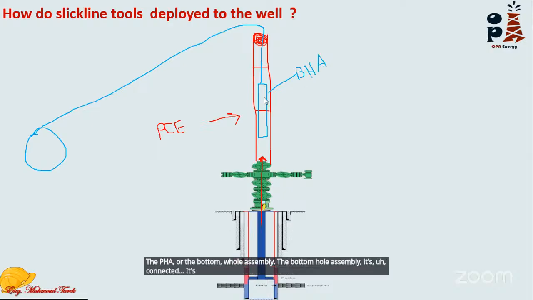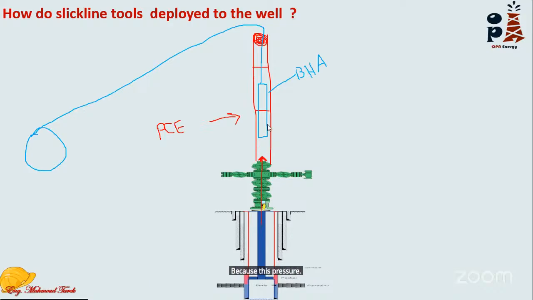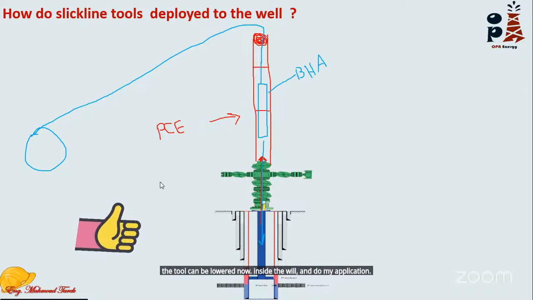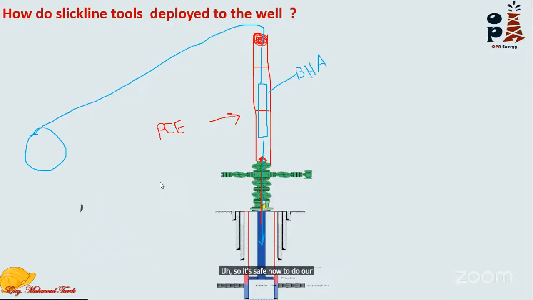The bottom hole assembly is some tools we will see now, but these tools can now go down to the well, because the pressure will go inside this PCE, and it's safe now for lowering the tool. By opening the Christmas tree valves, the tool can be lowered inside the well and do my application. So it's safe now to do our application. Okay.